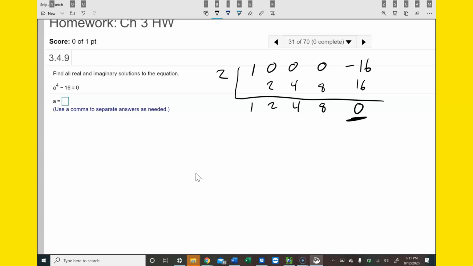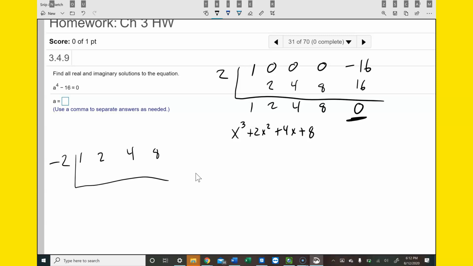So then what are we left with? We're left with x to the third plus 2x squared plus 4x plus 8. Now we have a choice. One choice would be to do synthetic division again with 1, 2, 4, 8. And then -2 would work outside the box next. And then that would get it down to a quadratic. And then I can solve that quadratic by the methods we've already discussed.